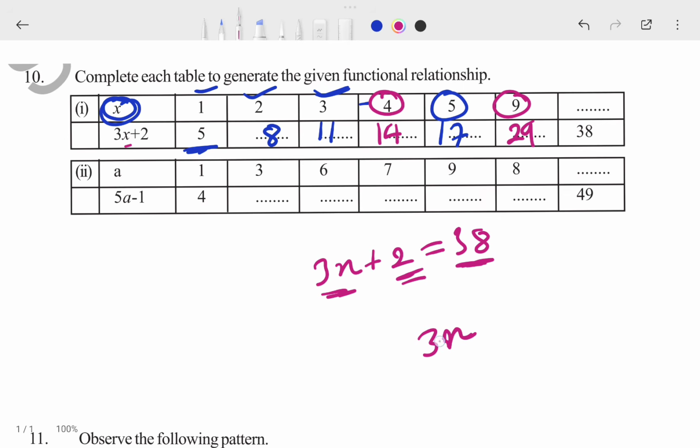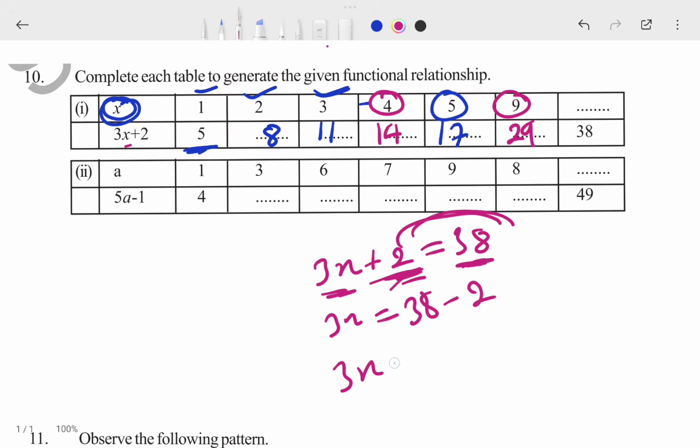What does it have? It has 3x. So here this x is a variable. It has x. Does it have x? No, they don't have x. Only simple numbers are there. Okay, so what we are going to do, we are going to write 3x equals to, and this I'm transforming here. So this is plus 2, it's going to be minus 2. So now this is 3x and it becomes 36 after subtraction.